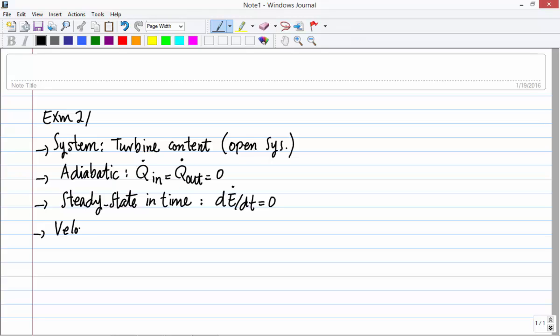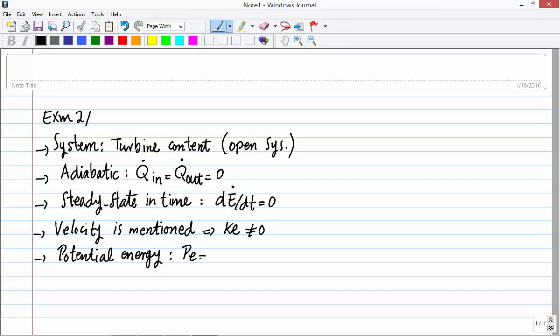So velocity is mentioned, therefore kinetic energy is not zero. Although there's nothing mentioned about different heights or gravity, so the potential energy is still negligible. The PE, or the gz part in our equations, they're all zero at both points.